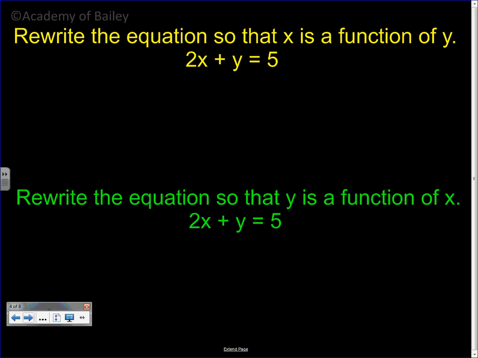But let's look here. We have two examples. What is different between those two? What are they asking us to do?